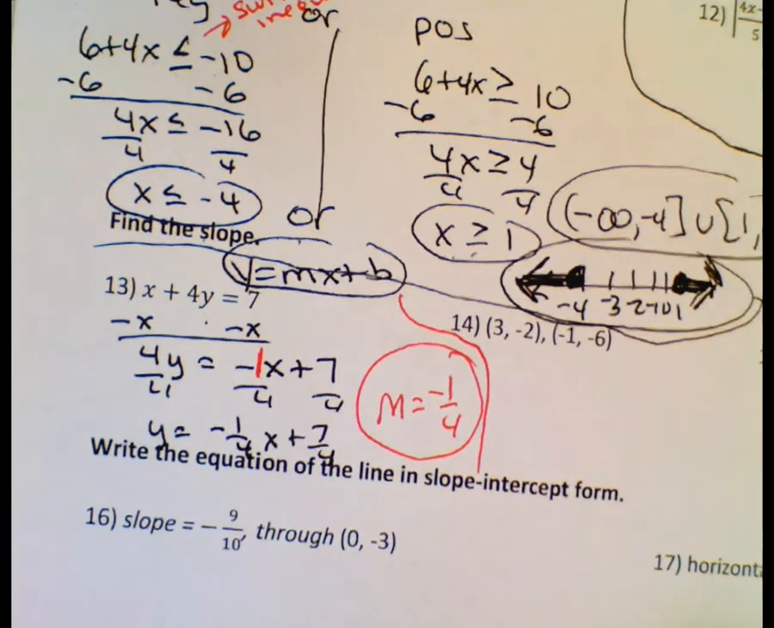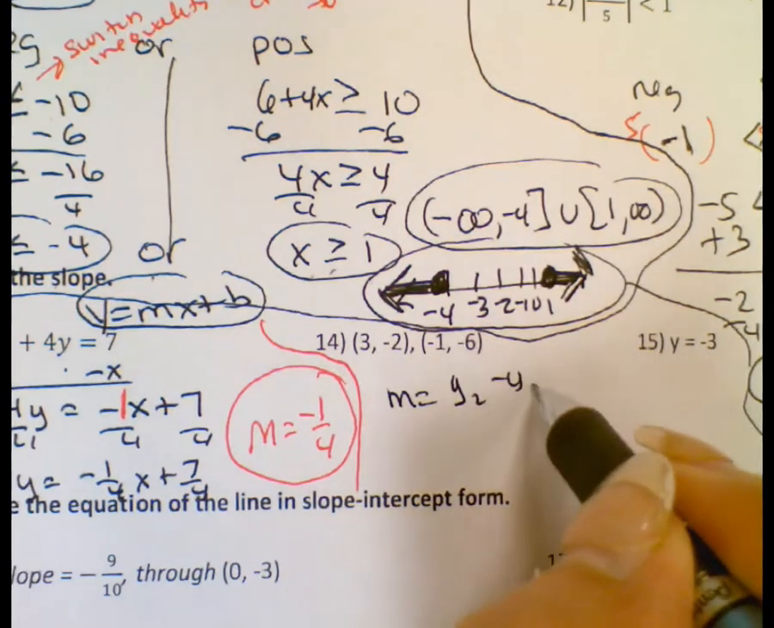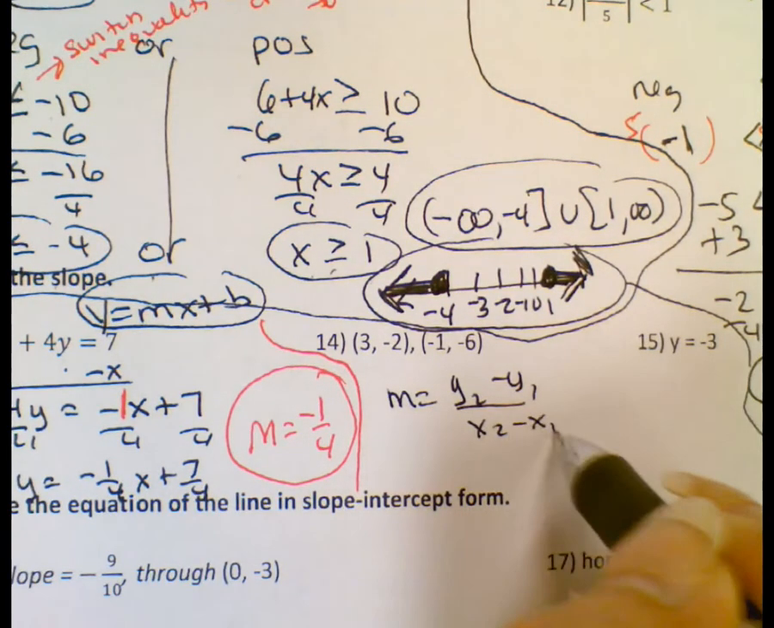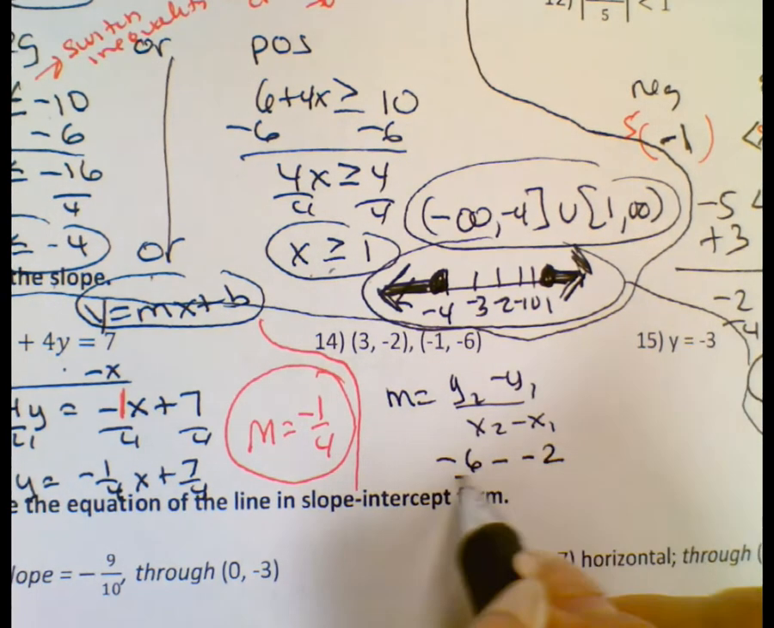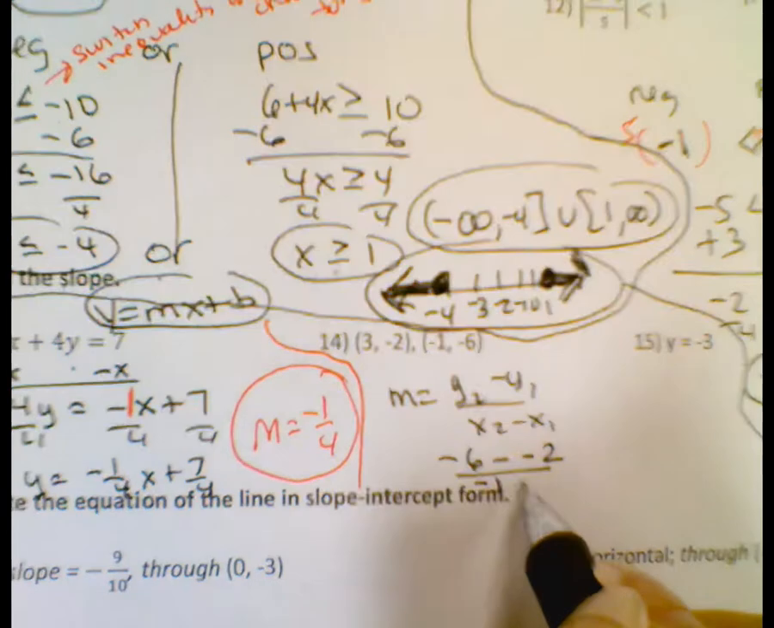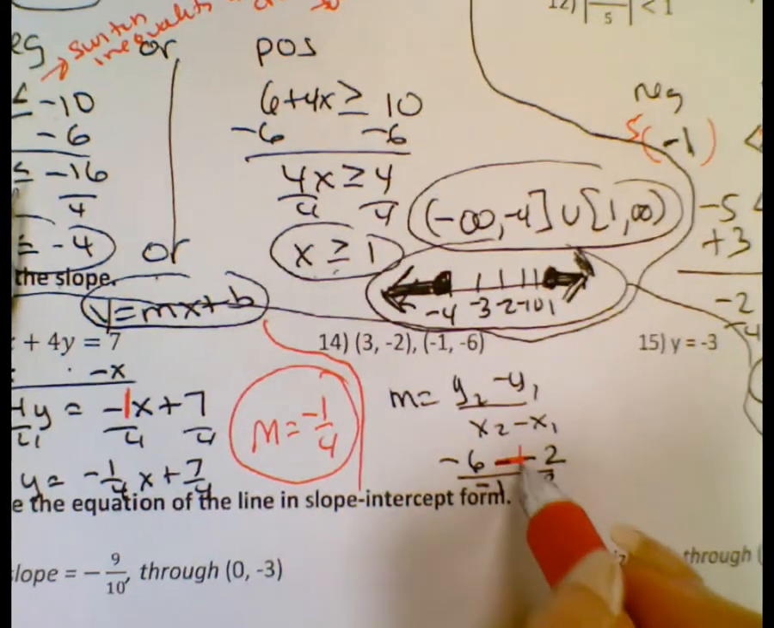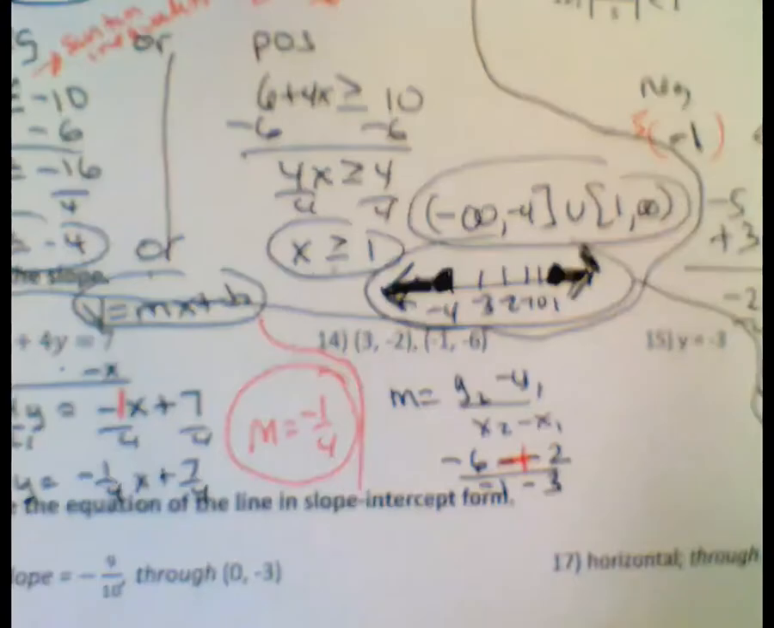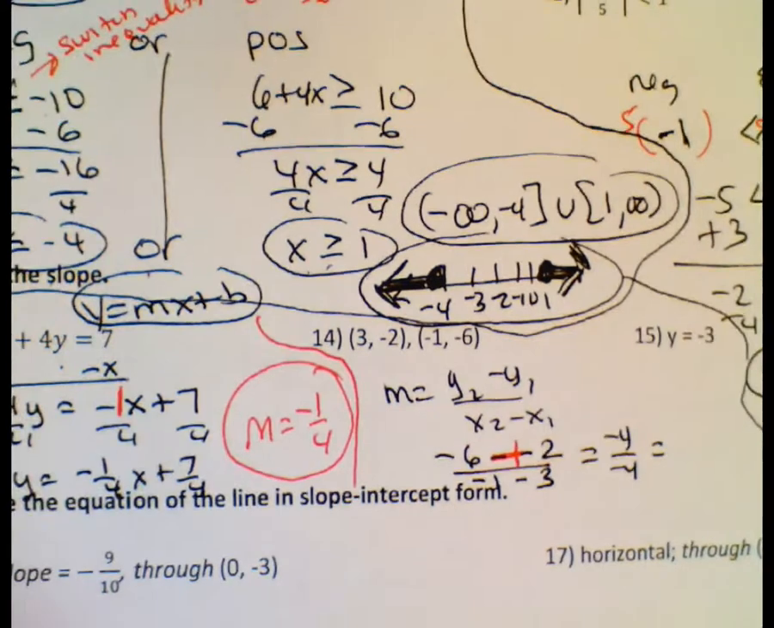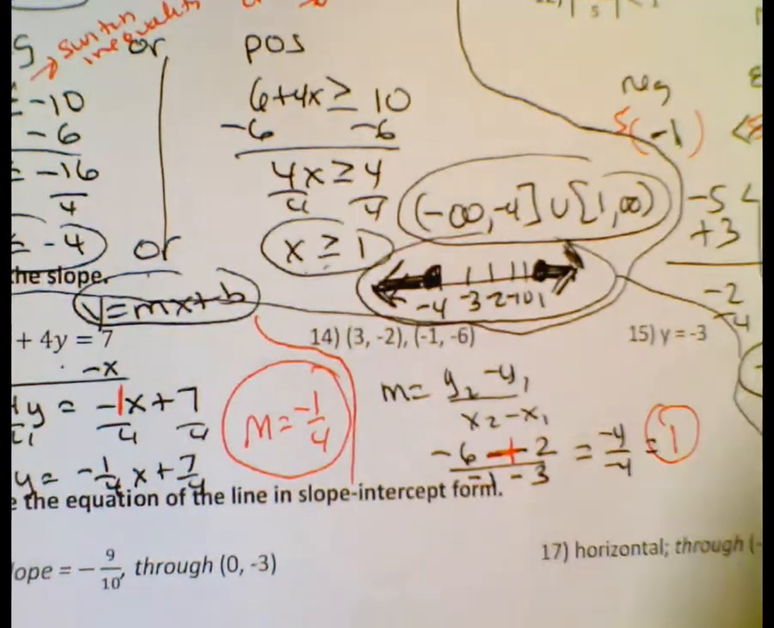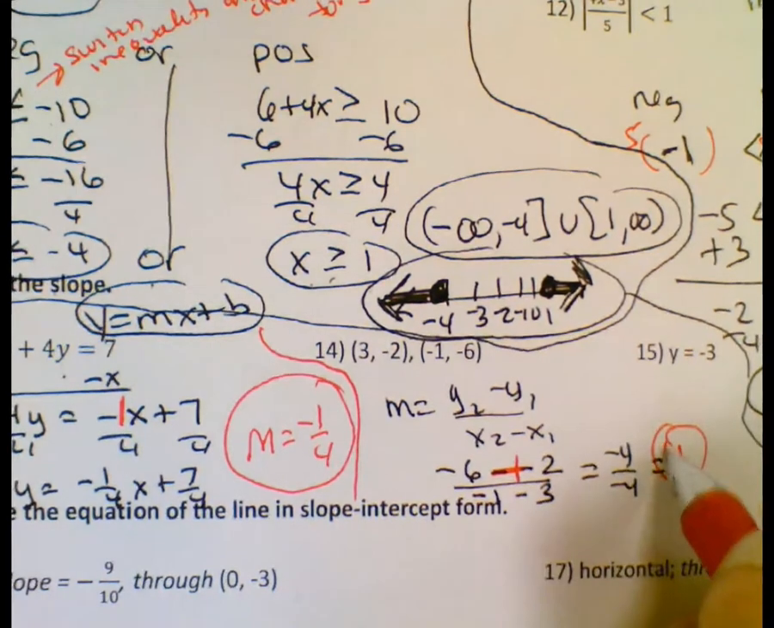How do you find a slope given 2 points? The formula is y2 minus y1 over x2 minus x1. So it's negative 6 minus negative 2 over negative 1 minus 3. On the top, you have a double negative, so I'm going to make that a positive. That's a negative 4 over a negative 4. Answer: positive 1.